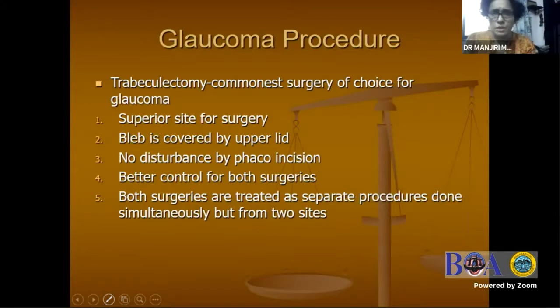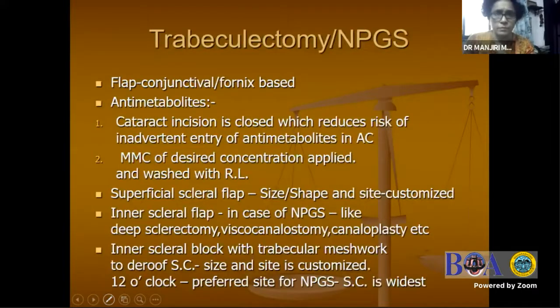You can combine it with SICS also, with a temporal scleral tunnel incision. The commonest glaucoma procedure is trabeculectomy. My preferred site is the superior site for the surgery. Here the advantages are the bleb is well covered with the upper lid. There is no phaco disturbance by the phaco incision. We have better control on both the surgeries because they are separate procedures done simultaneously but from two sides.